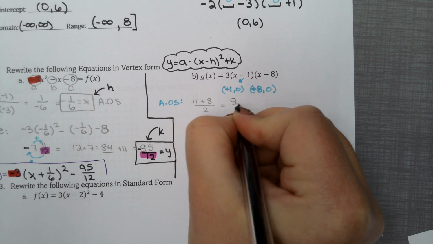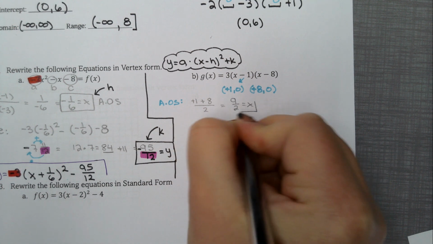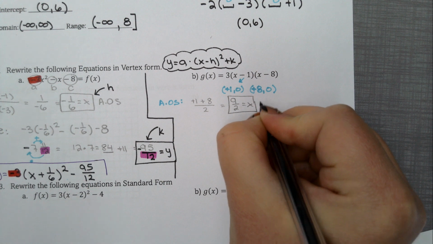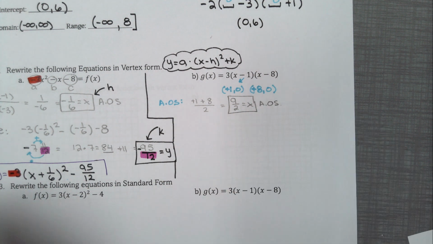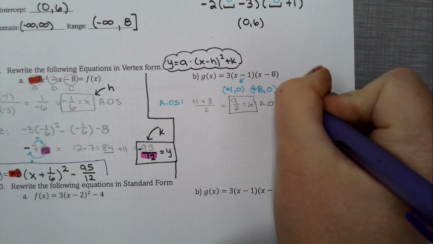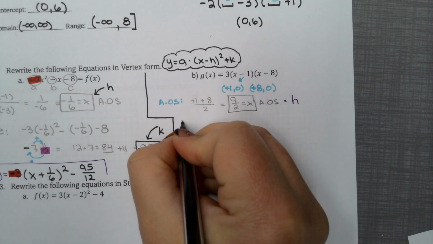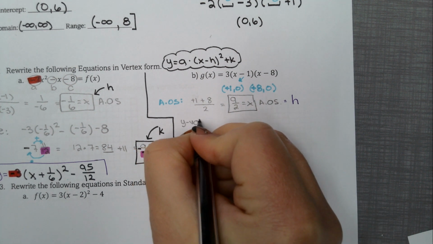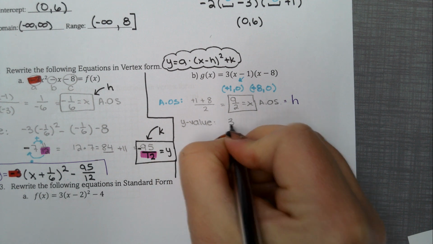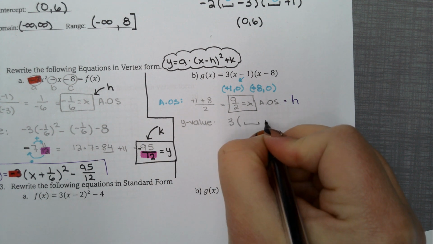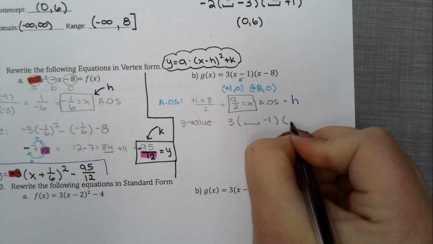Once again, that's a fraction. Don't let that bother you. We can type that into the calculator. That's our axis of symmetry, which is also known as our h value. Copying down the original equation, we're going to solve for the y value. We have 3 times. We're going to plug in our x value or our h value.